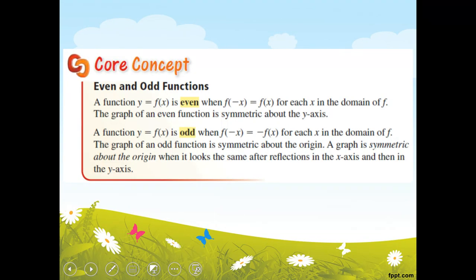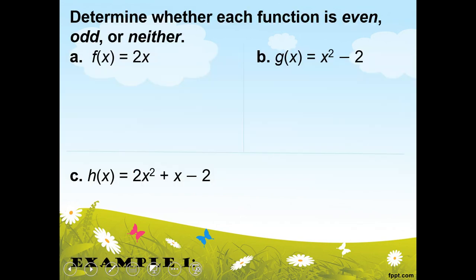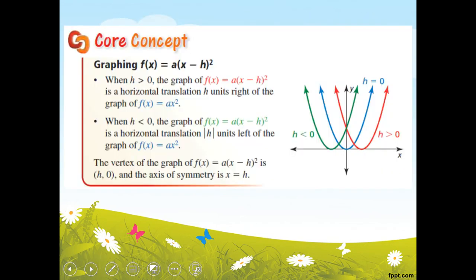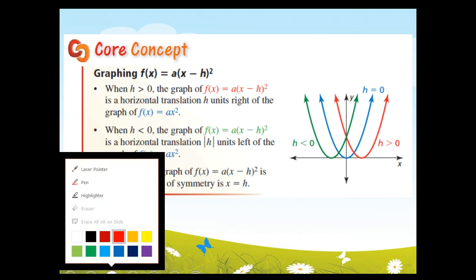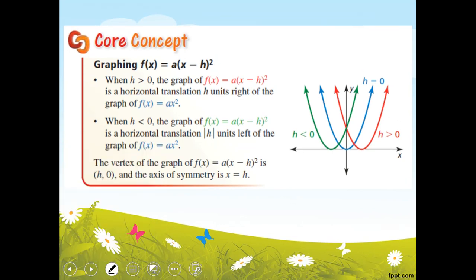We're not going to worry so much about what's called even and odd functions. So we don't have to worry about that. It is part of the book, but we're not going to focus so much on that. What we are going to focus on is how to graph in vertex form. So we've graphed in standard form before, and now we're going to graph in another type of form, which is called vertex form. So as you can see, vertex form is shown right here.